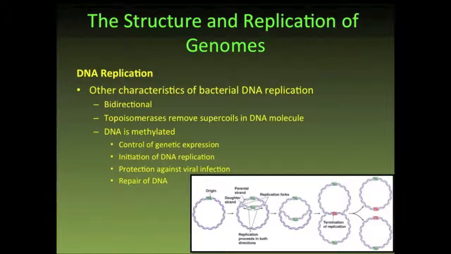Finally, methylation provides bacterial cells protection against viral infection. Some viruses insert their DNA into the bacterial chromosome when they infect the bacterial cell. Viral DNA is not methylated, and therefore it can be recognized by the bacterial cell, cut out of the chromosome, and then degraded.